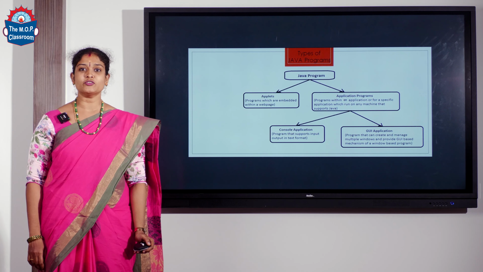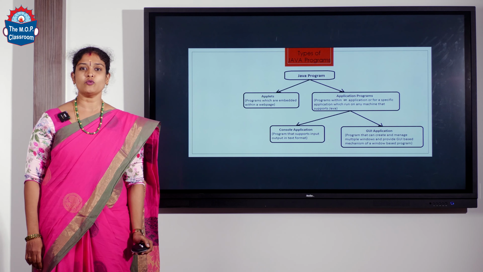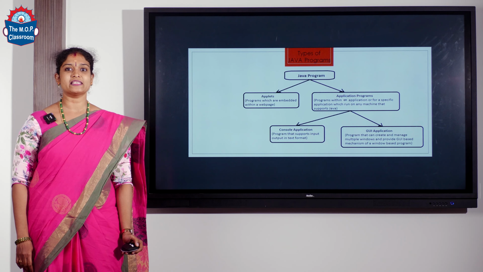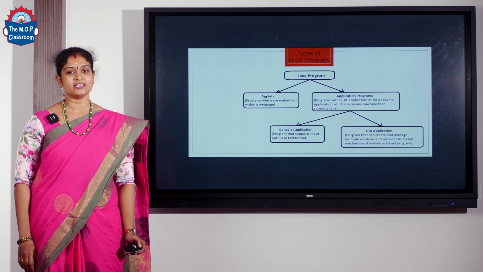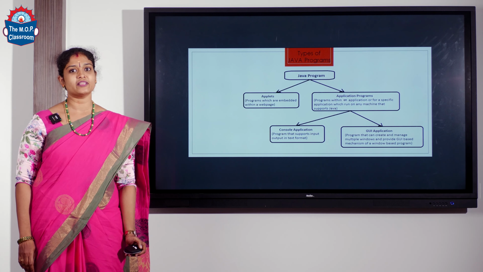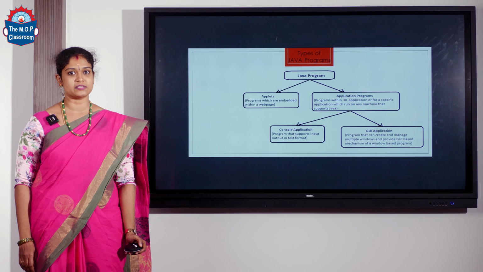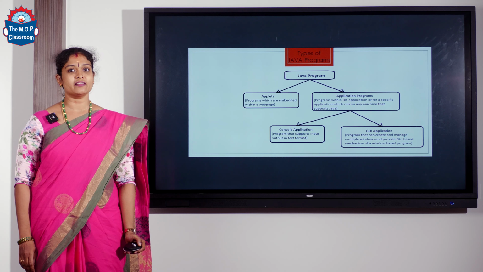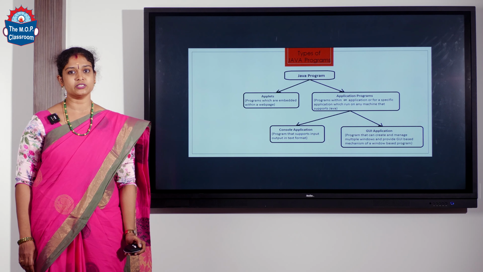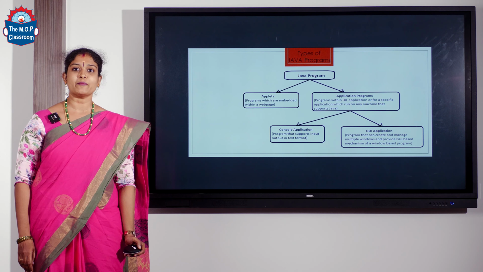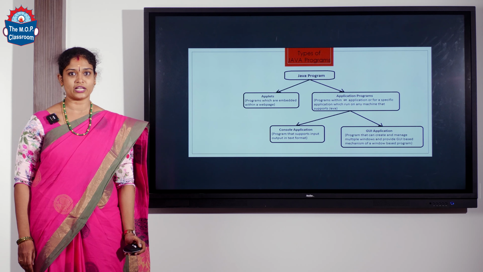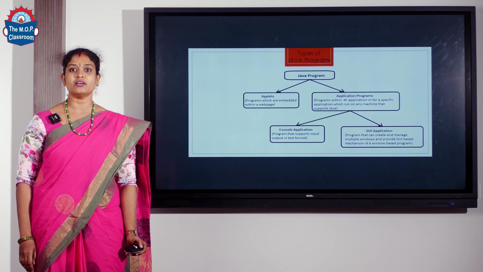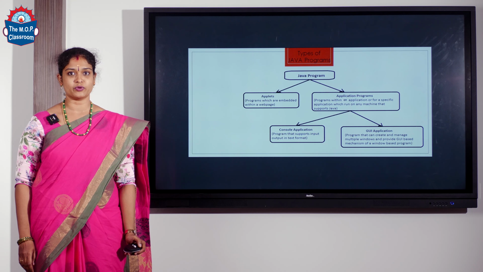Before moving on to applet programming, we shall look into the different types of Java programs. Java programs are basically divided into two categories: the Java applet program and the application programs. Java application programs are standalone programs which can run independently on any machine that supports Java. Again, the application program is divided into two types: console-based application programs and GUI-based application programs.